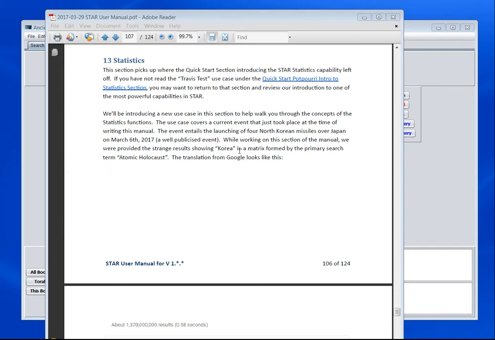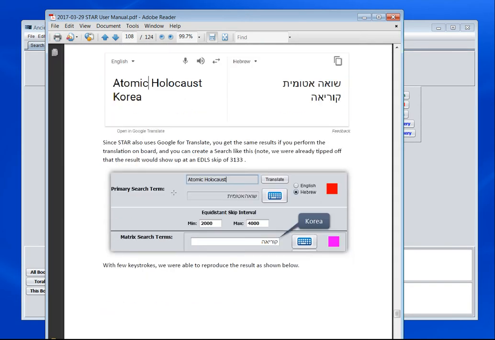We are going to leave section 4.6 of the user manual and venture into section 13. I'm going to try to keep this brief because you can read pretty much everything about statistics and how it's built into the tool and how we use it in section 13. In this section, we used a use case from a search term that was sent in to us regarding the Korean atomic holocaust. Very relevant to current events. It was very interesting. Someone sent it in to us the day that North Korea launched another missile.